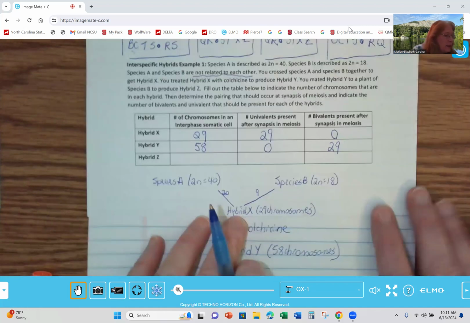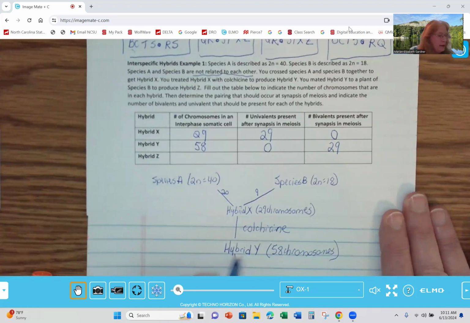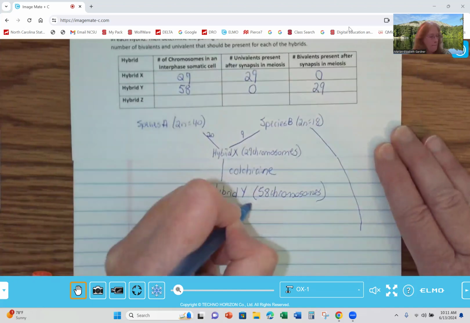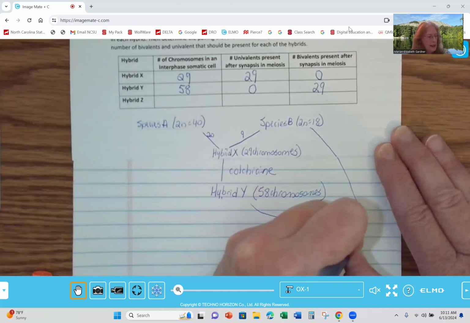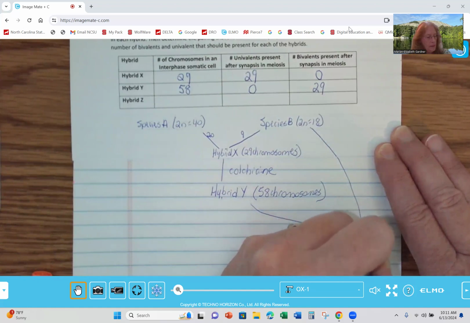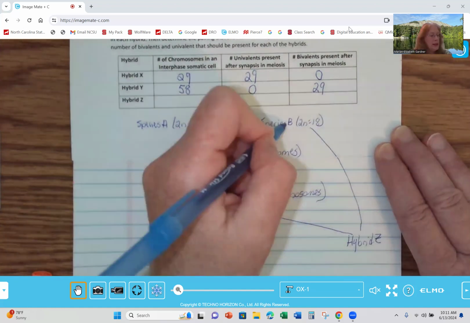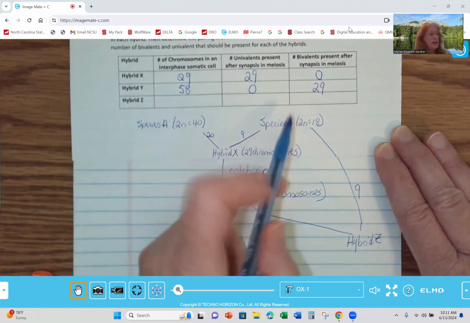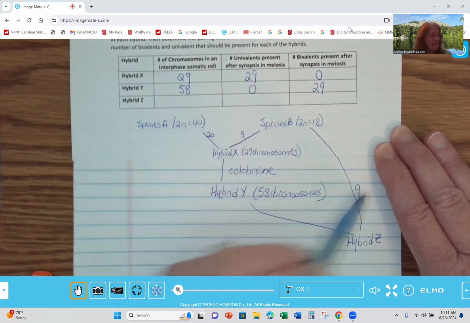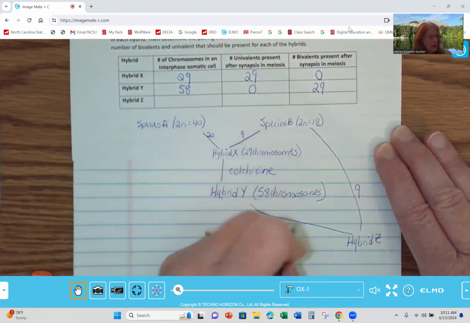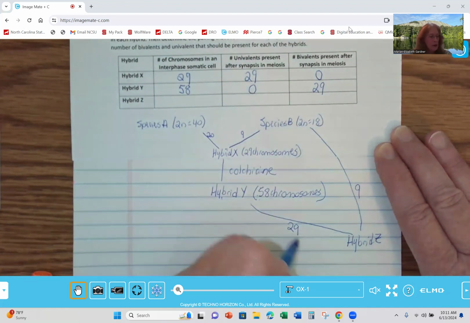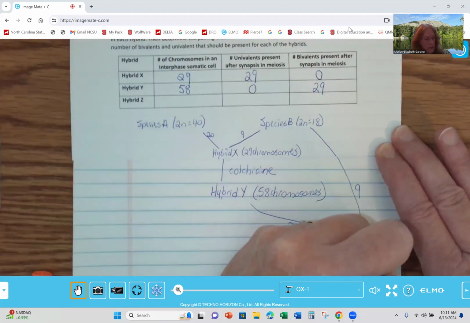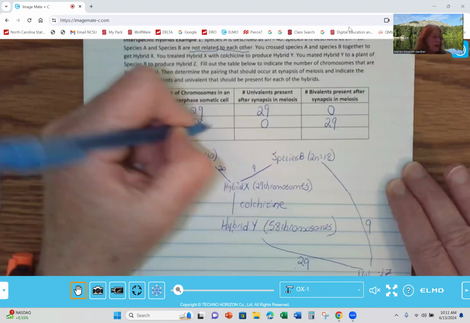Now the tricky part. We mated hybrid Y to species B to get hybrid Z. Okay, species B has 18 chromosomes, but the gamete has 9. Hybrid Y has 58 chromosomes, so the gamete has 29. So 29 plus 9, that's 38 chromosomes. Put that in our chart.